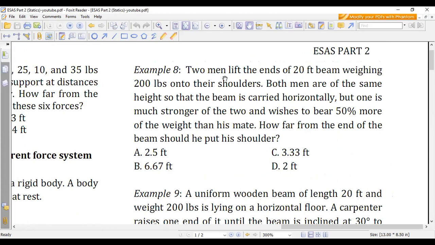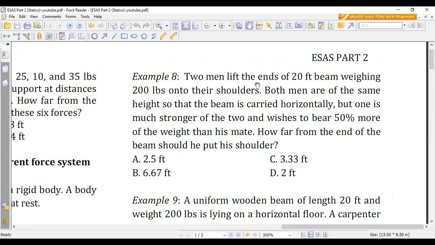Okay, so for example, number 8. You have there two men lifting the ends of a 20-feet beam weighing 200 pounds onto their shoulders. Both men are of the same height, so that the beam is carried horizontally. But one is much stronger of the two and wishes to bear 50% more of the weight than his mate. So how far from the end of the beam should he put his shoulder? Kindly gather the data before we proceed.